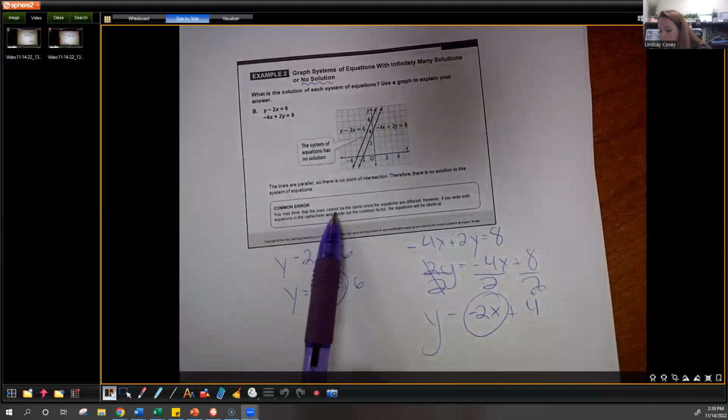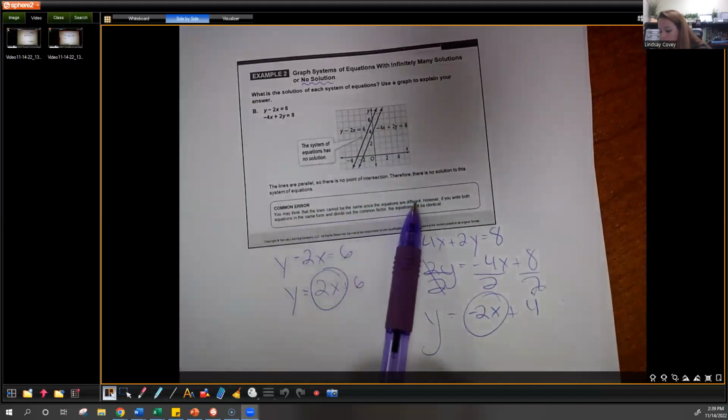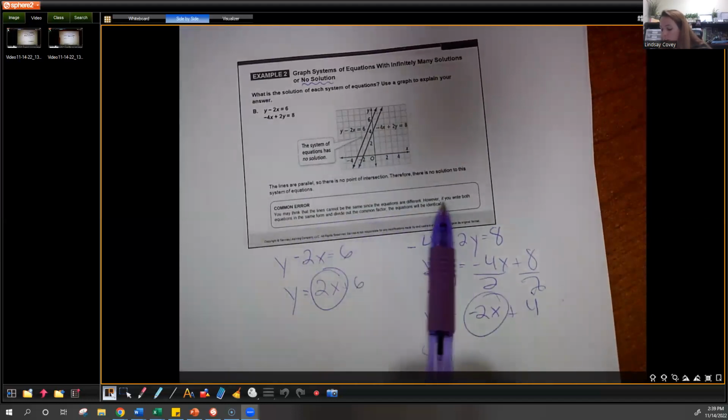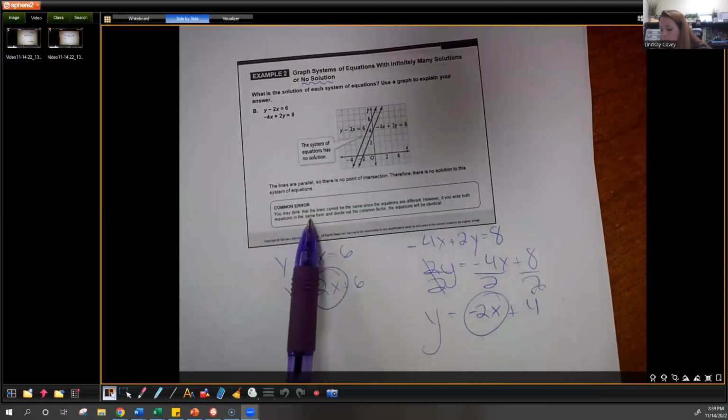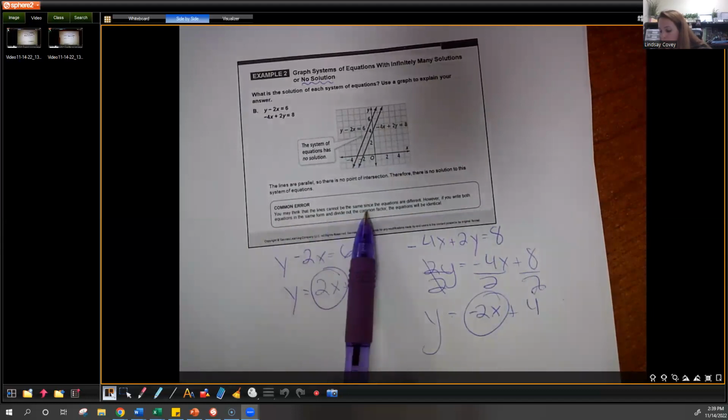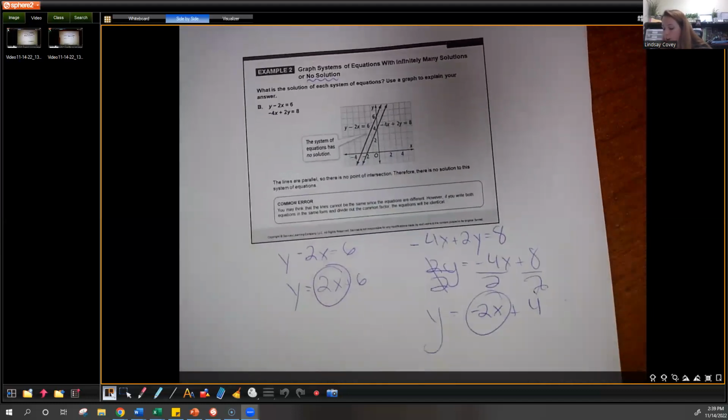You may think that the lines cannot be the same since the equations are different, because yes, they definitely are different. However, if you write both equations in the same form, meaning this y equals mx plus b, and divide the common factor, the equations are identical.